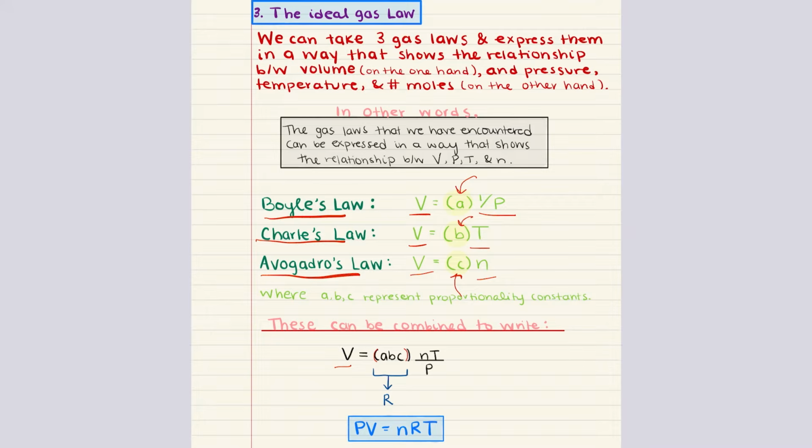Now, when we replace ABC with R and we go ahead and move pressure over to the other side here, what we get is our familiar ideal gas law, PV equals nRT. Pressure multiplied by volume equals number of moles multiplied by temperature multiplied by the universal gas constant.